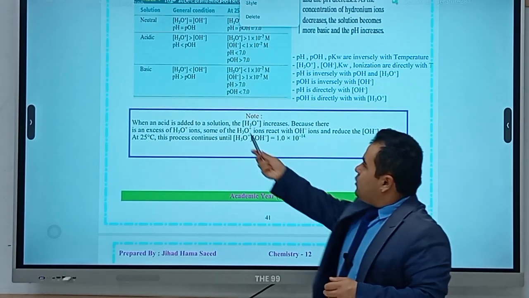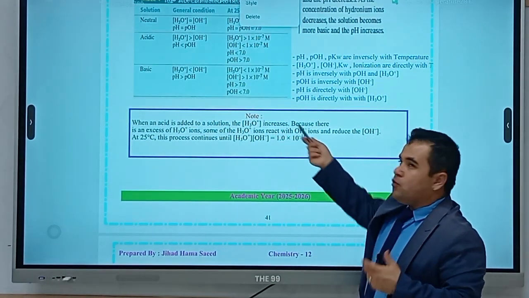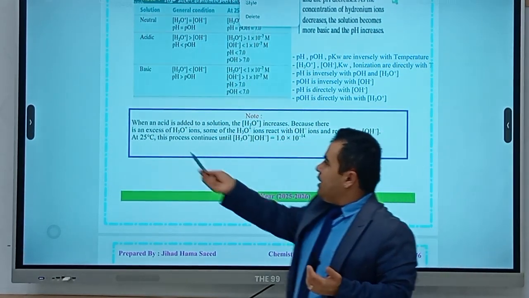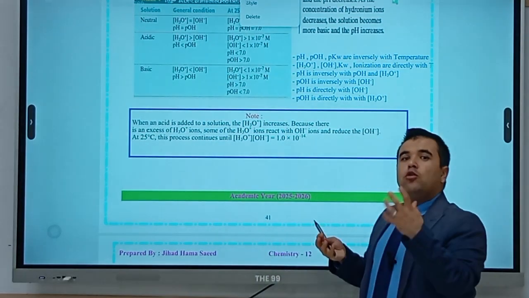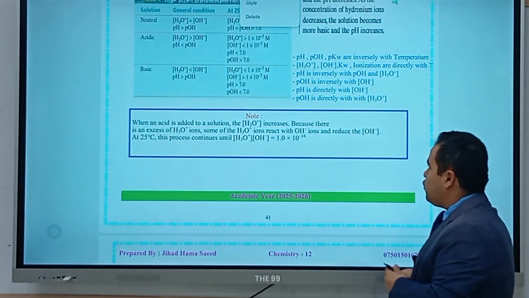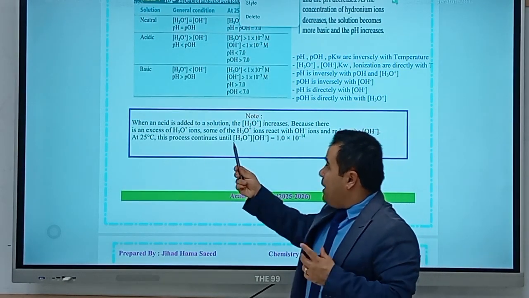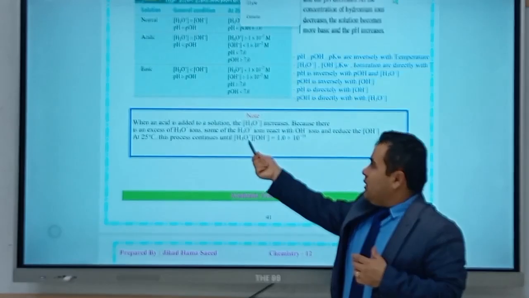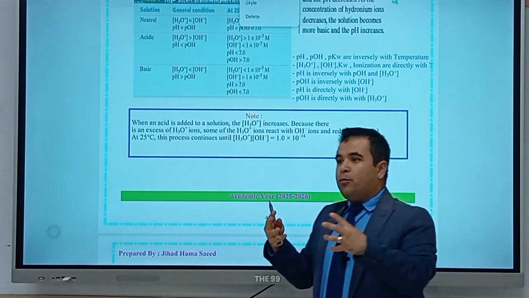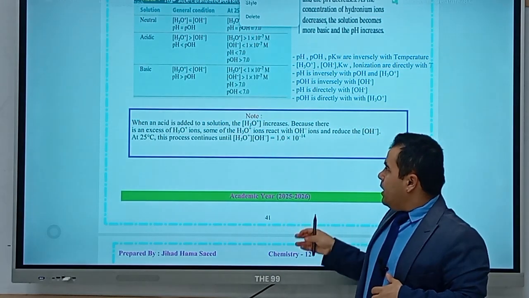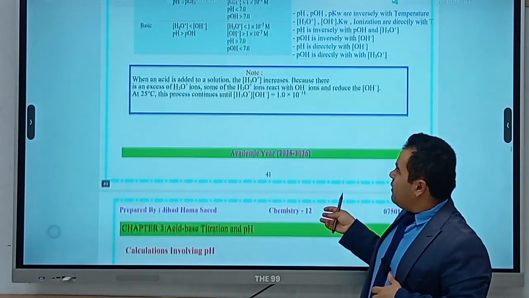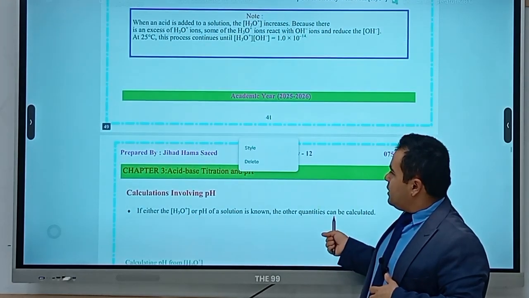When an acid is added to the solution, the hydronium concentration increases because there is an excess of hydronium ion. Some of the hydronium reacts with the hydroxide, consuming it and reducing the hydroxide concentration, but still the hydronium and hydroxide must reach a point where their product is equal to the Kw value at 25 Celsius, which is 10 to the power minus 14.